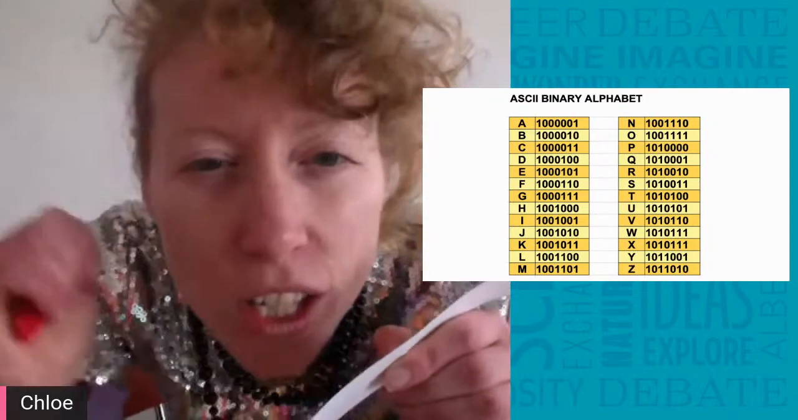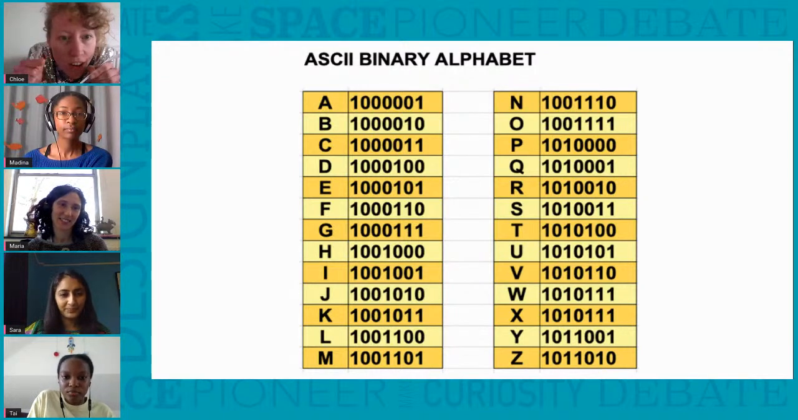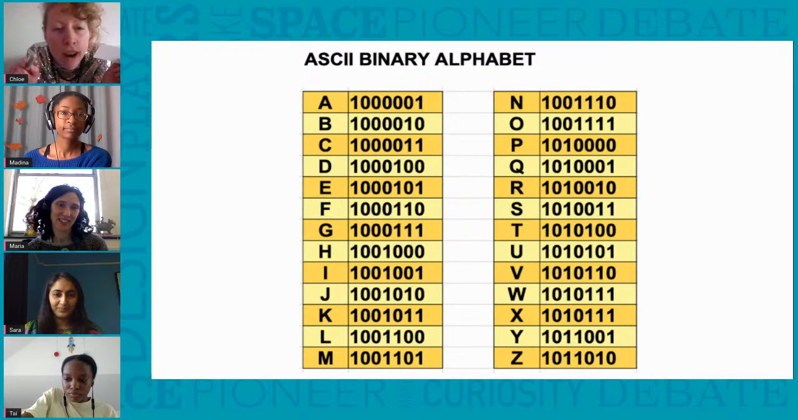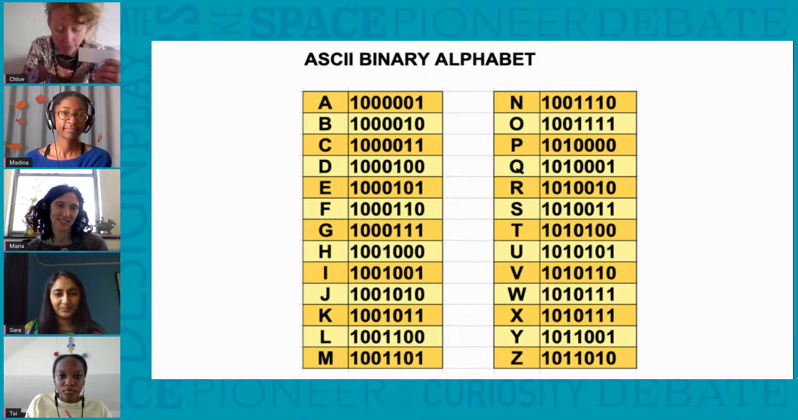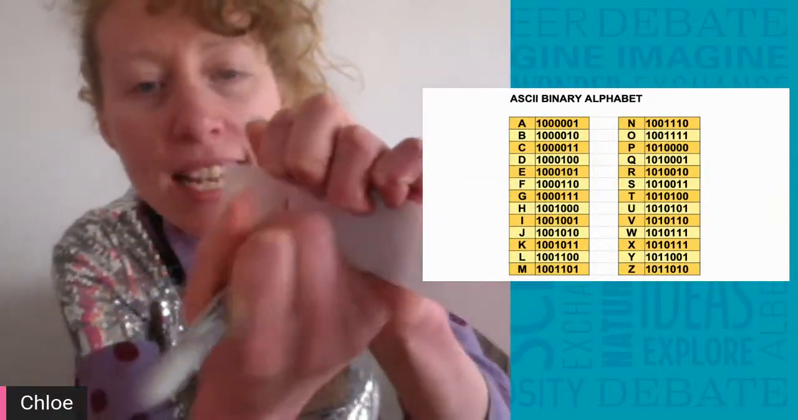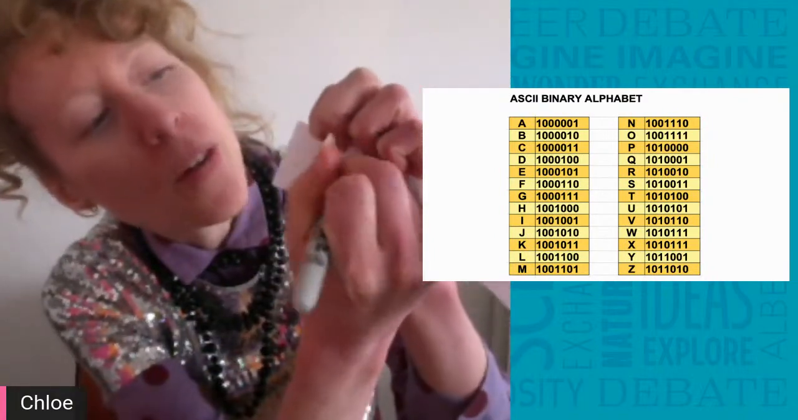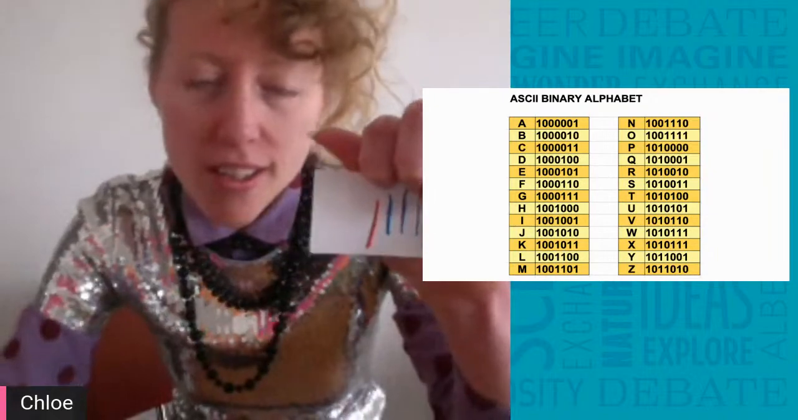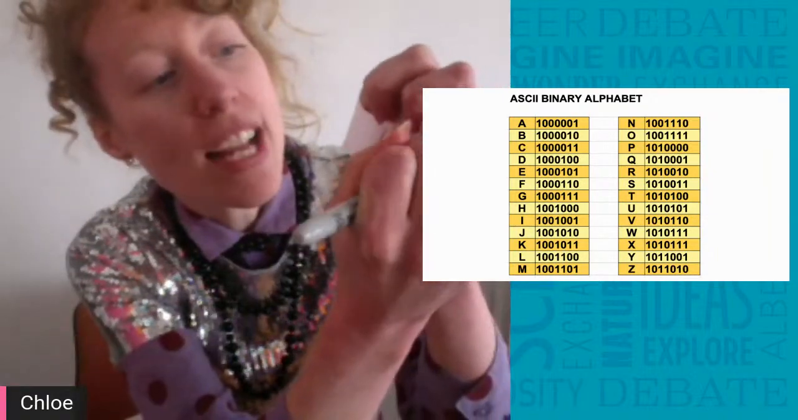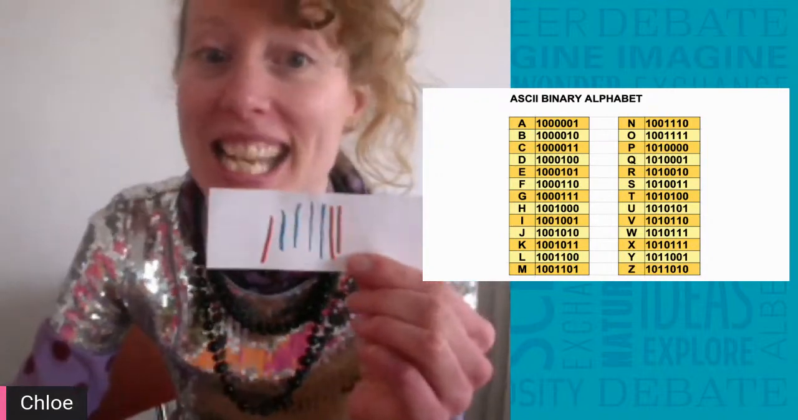C, as we can see on the screens, is 1000011. So for me, that is red, blue, blue, blue, blue, red, red. Right? So I'm going to draw that on my bookmark in stripes. So red, blue, blue, blue, blue, red, red. Like this, see? So that is my letter C.